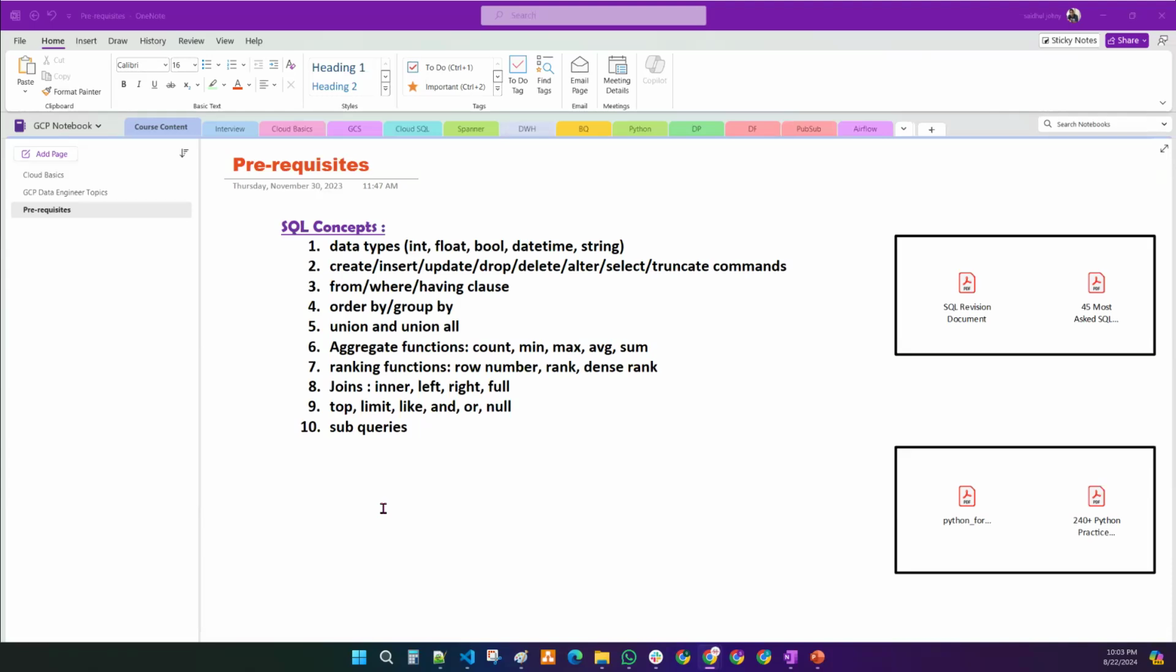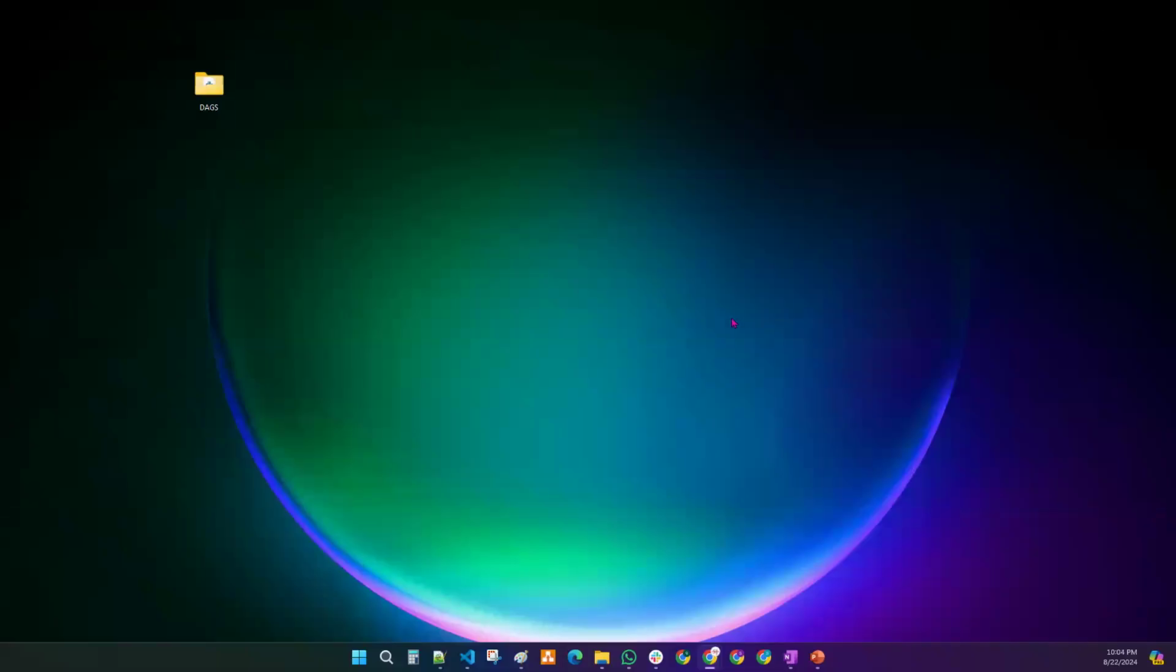Okay, correct. And one more question. Is Bigtable a replacement of HBase? Correct, Bigtable is a replacement of HBase. Both are NoSQL databases. Yes. So HBase is on-prem and Bigtable is your NoSQL in the cloud.